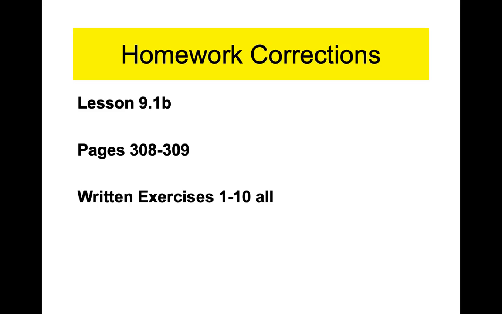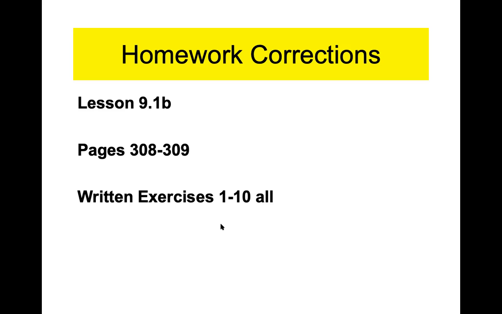Number 8, the perimeter is 64 kilometers, and the area is 256 square kilometers. Number 9, the perimeter is 70 centimeters, and the area is 210 square centimeters. Number 10, the perimeter is 36 meters, and the area is 36 square meters. I got all the hard ones right and all the easy ones wrong.